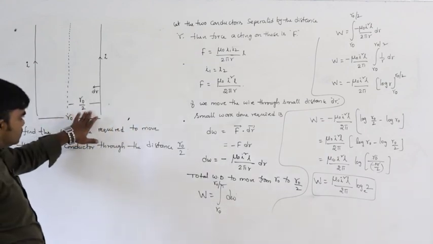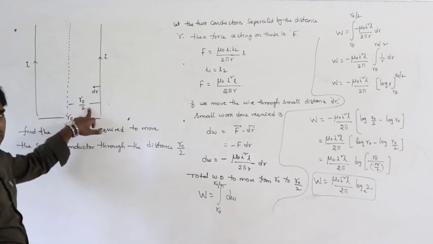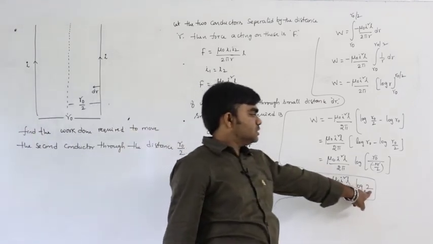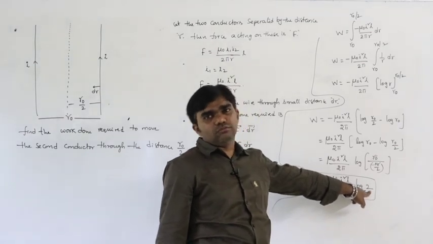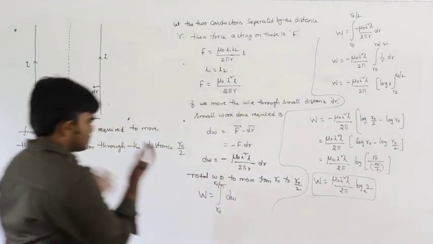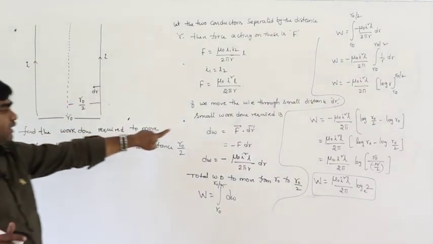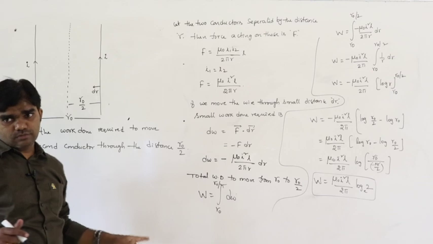In the same situation, what is the work done required to arrange the wire at a distance R0 by 4? R0 by 4 means simply here it is log 4. So depending on the same concept, at any distance we can arrange like this. For any distance we can calculate based on the same situation.